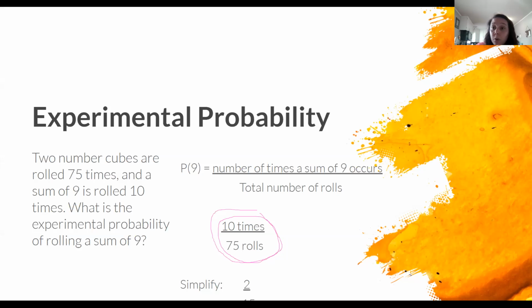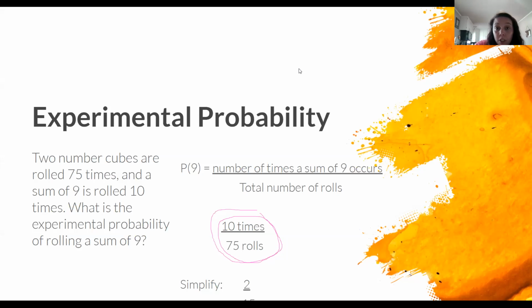So it's really just pulling out the correct numbers from the problem. Don't overthink or think that you have to use every single number that's in there. I know it's talking about 2 number cubes, but it really doesn't matter how many number cubes it is. I know it's talking about the sum of 9. That's just what you're finding. You're not using 9 anywhere in your problem.